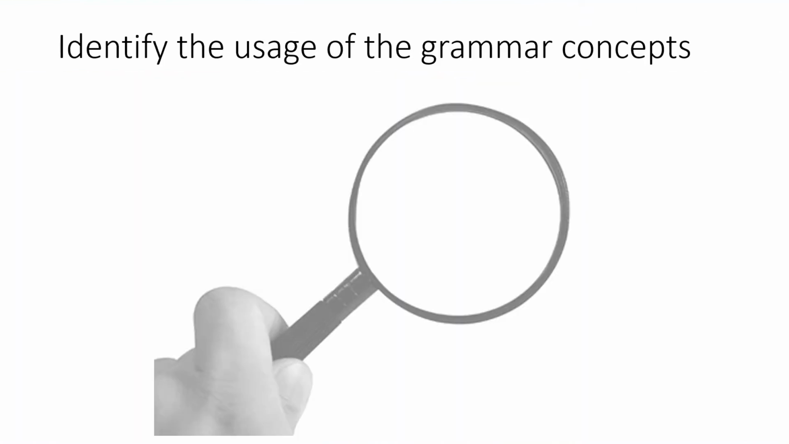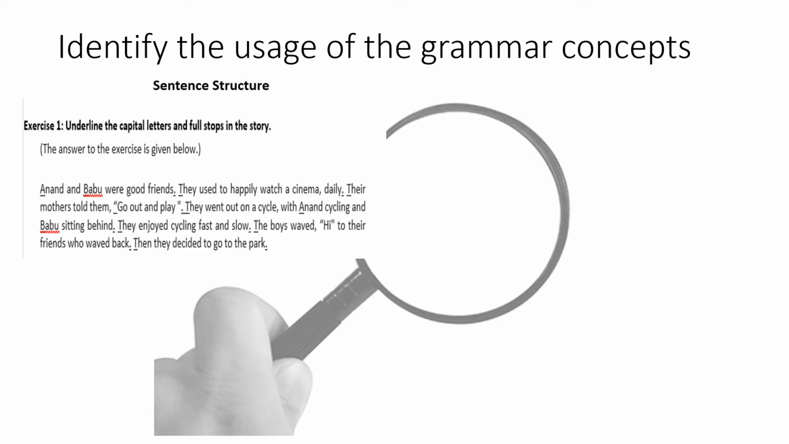The third stage is identifying the usage of the grammar concept. Let's see how this is done. And again, the same 2 exercises. One is sentence structure and the other is naming words. For sentence structure, there's an exercise which is given in the workbook. So we are going to ask them to underline the capital letters and full stops in the story.